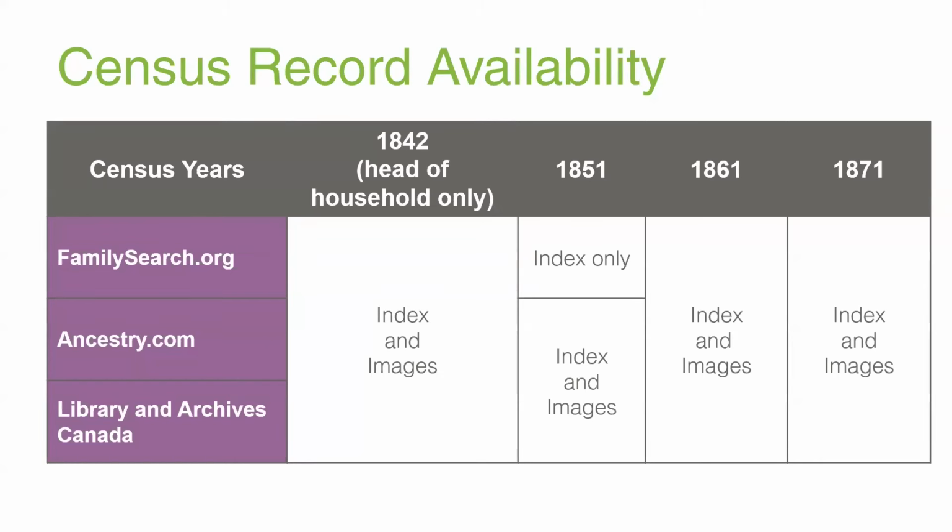Another great thing is that they might share indexes. However, each website has their own search algorithms, and their databases all rely on different algorithms to do those searches, even if they have the same indexes and information put in there, which means that based on your different search techniques, you might get different search results on all three websites. So again, if you're struggling to find an ancestor on one website, always switch over and look at the other ones as well.